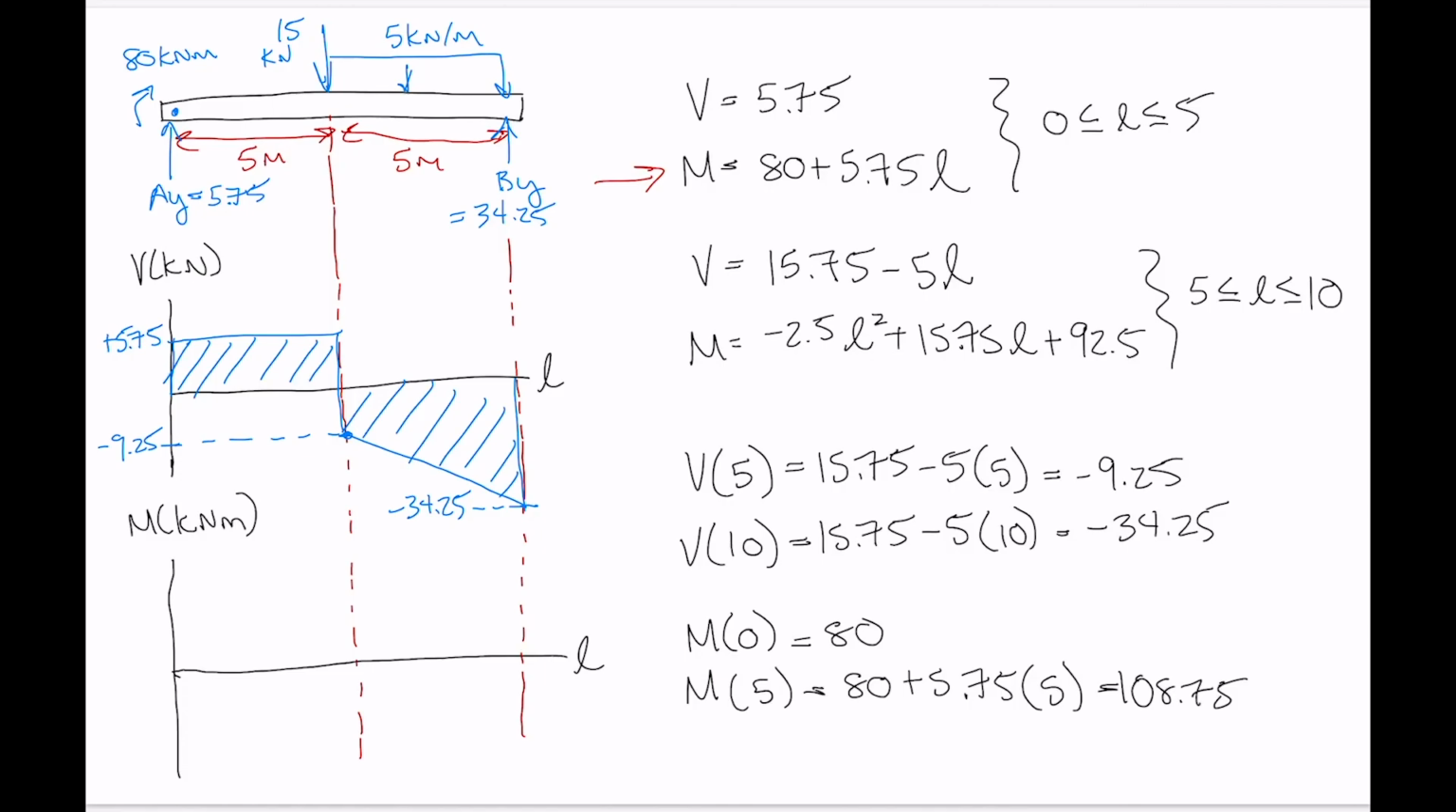Okay, so let's put those on. So we start at a value of 80, and then we've got a linear line with a positive slope, going to a value of 108.75. Okay.